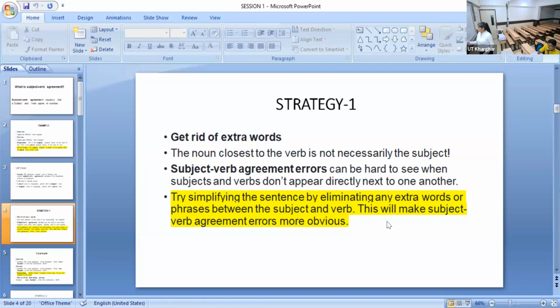Just eliminate this thing. Just cancel out the extra things. When you cancel out the extra things, it becomes easier for you to see that singular is going to singular, plural is going to plural. Otherwise, you'll get confused with the phrase. I'll give you an example.